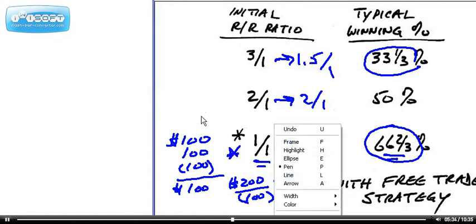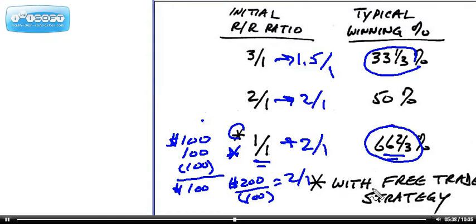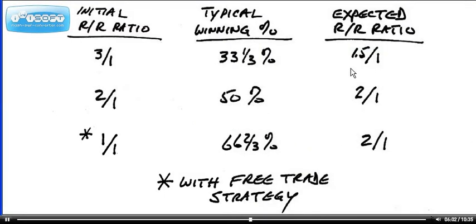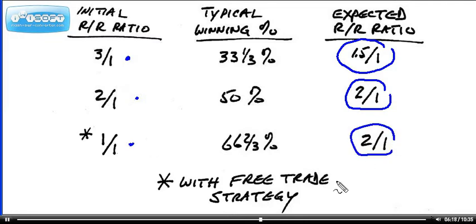Now it gets even better if you apply our free trade strategy. Starting off with a 1 to 1 ratio with the free trade strategy makes it even better because we want to zero out all of the risk in the trade as soon as possible. And when you do that, theoretically you have nothing but profit over 0 risk. That's an infinite reward to risk ratio for that trade. So to summarize, the initial reward to risk ratio 3 to 1 actually comes in at 1.5 to 1. The 2 to 1 actually comes in around 2 to 1 as well. And the 1 to 1 also comes in at 2 to 1 or even better with the free trade strategy.